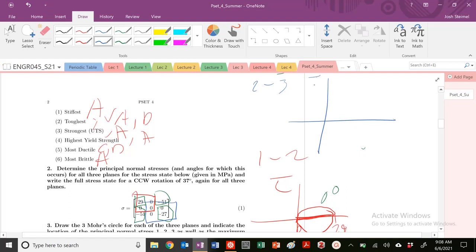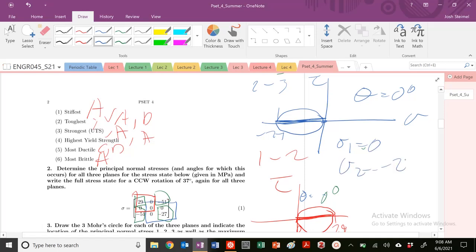Same curve, so tau here, again, minus 27, 0. Here I'm lying on the principal stress state, so what's theta? It is equal to 0 degrees, theta here, again, to get to the principal stresses. And then again, my sigma 1 will be 0, my sigma 2 will be minus 27 MPa.